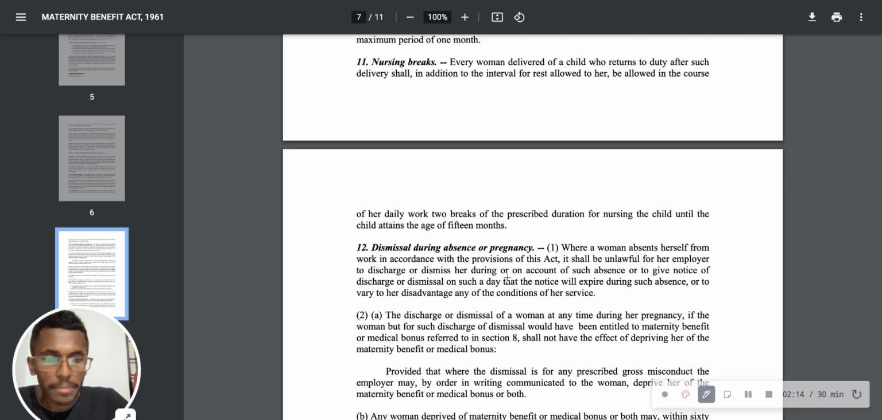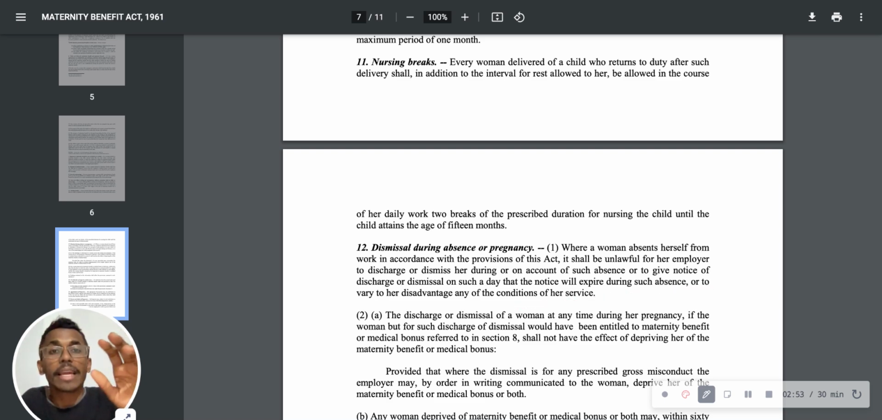If you observe, all these laws are pertaining to a balance for the employees to work very efficiently. That's a major thing. Now let me go ahead with Section 12, which speaks about dismissal during absence of pregnancy. Subsection 1: where a woman absents herself from work in accordance with the provisions of this Act, it shall be unlawful for her employer to discharge or dismiss her during or on account of such absence, or to give notice of discharge or dismissal on such a day that the notice will expire during such absence, or to vary to her disadvantage any of the conditions of her service.